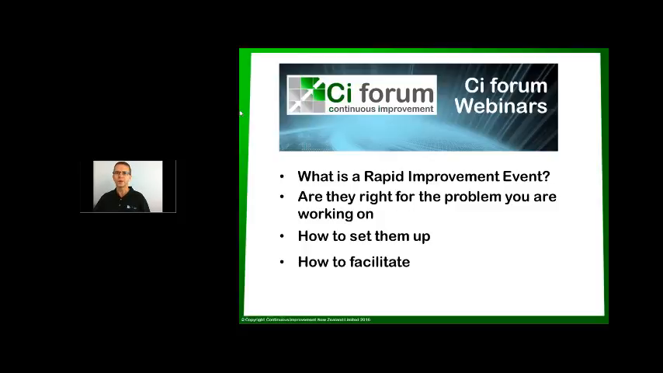So what we're going to run through, we'll kick off to talk a little bit about what is a rapid improvement event, and then we'll talk about, well, actually, are they right for the problem that you're currently working on or that you've got in mind. We'll talk a little bit about how to set them up, and really, preparation is the key, and how to facilitate a rapid improvement event. They can be pretty challenging.